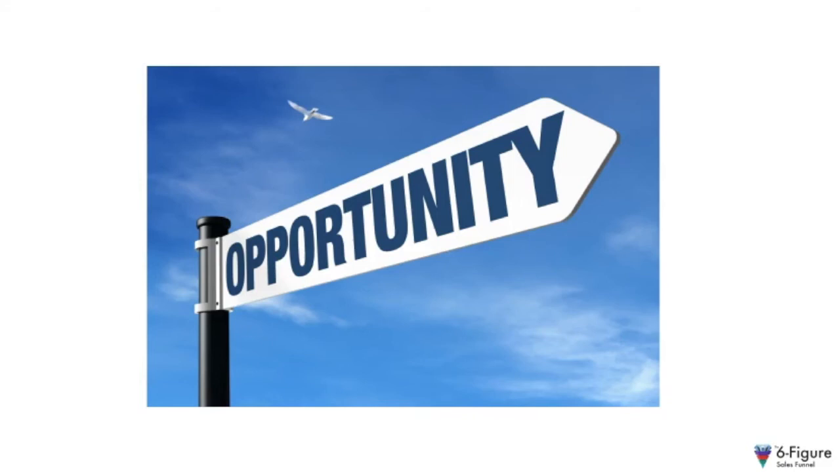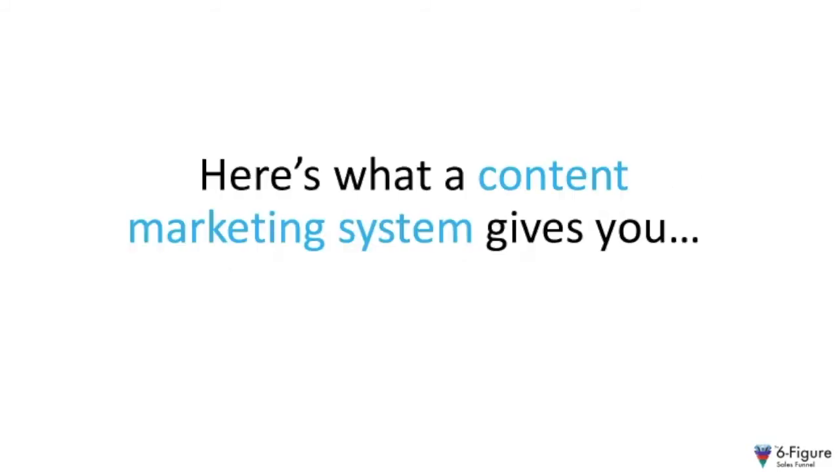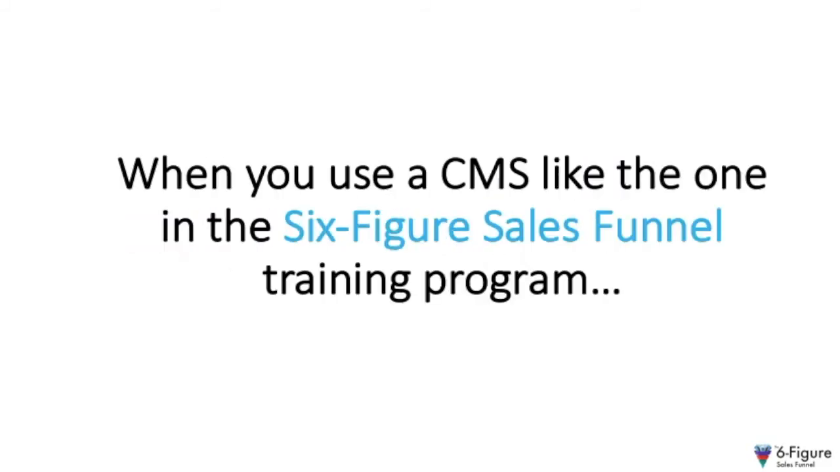And to do it the right way, you need to start with a proven system. You need to start with a system like the one that I developed at AutoGrow to grow our business from 0 to over 20,000 inbound visitors every single month and receiving over 1,000 leads per month as a direct result. Here's what a content marketing system gives you.